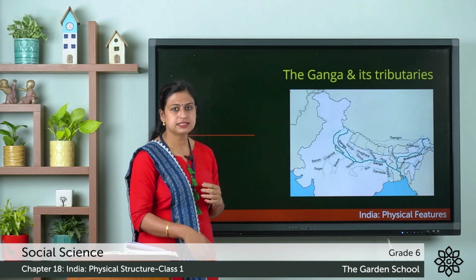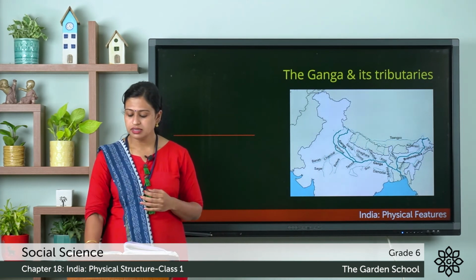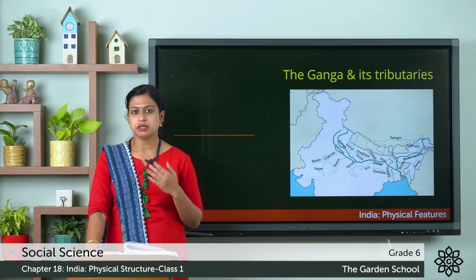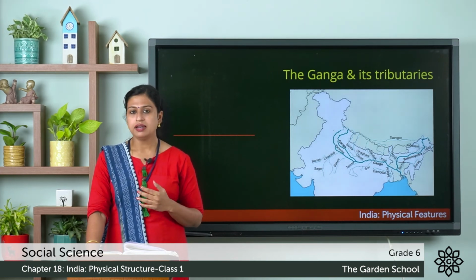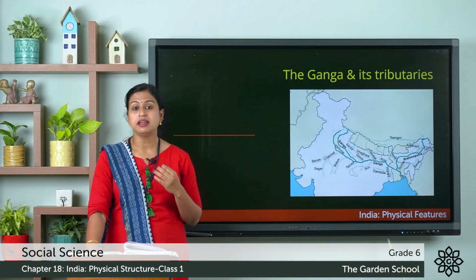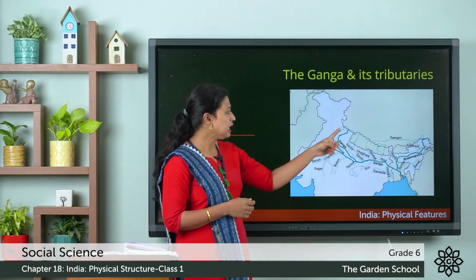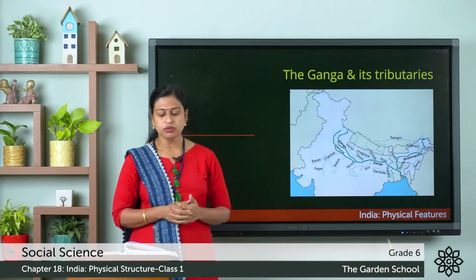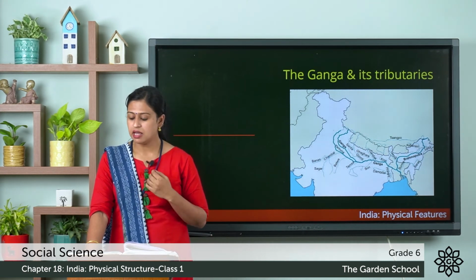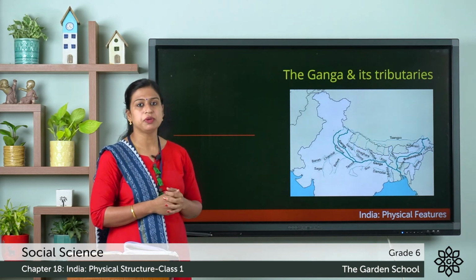Next let's discuss the central part of the plain. Here the central part of the plains in Delhi, Uttar Pradesh, Bihar, West Bengal and eastern Rajasthan is drained by river Ganga and its tributaries. These tributaries flow from the Himalayas, and in the south they flow from the central highland of the Peninsula Plateau. So this was about the Ganga and its tributaries.